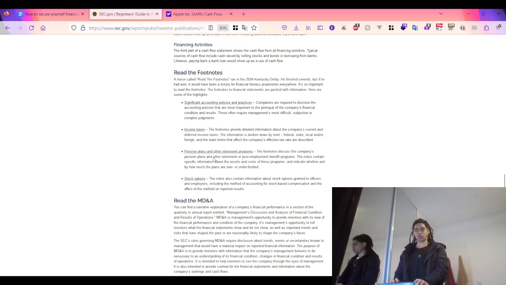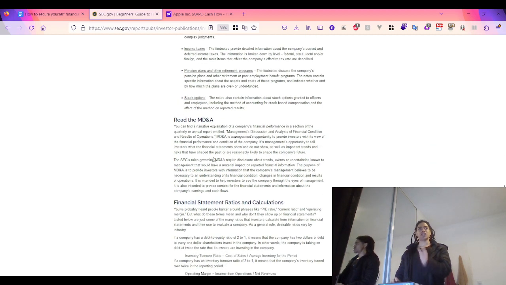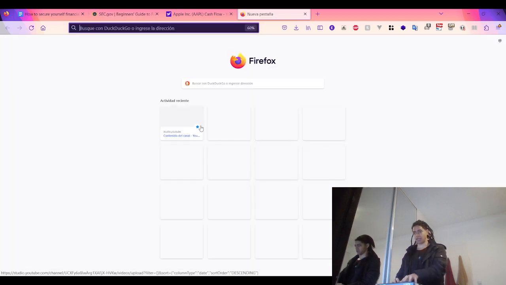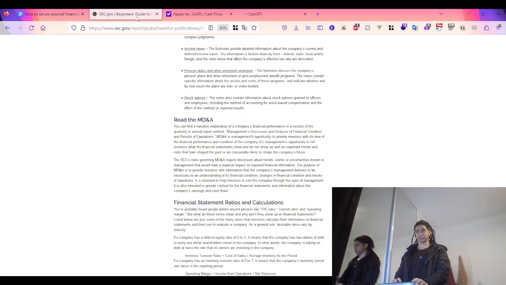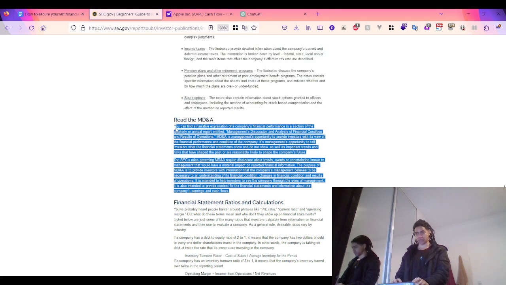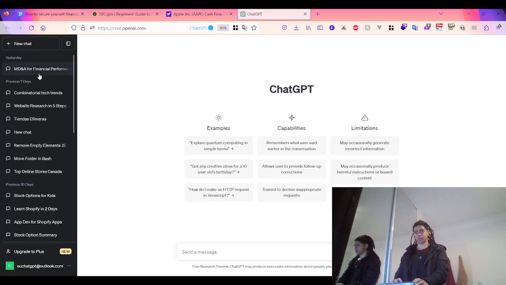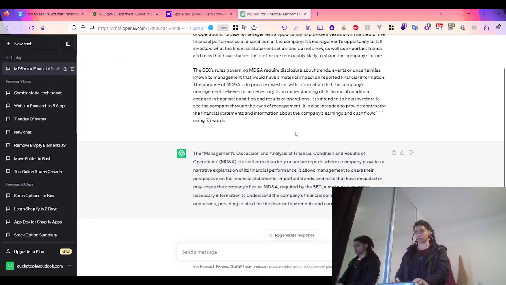Okay, so with that knowledge, I'll look at another important section in every financial statement, which is the MD&A. You can find a narrative explanation here. I actually asked ChatGPT to summarize this section. So, hey ChatGPT, help me summarize this section, and provide it using 75 words.